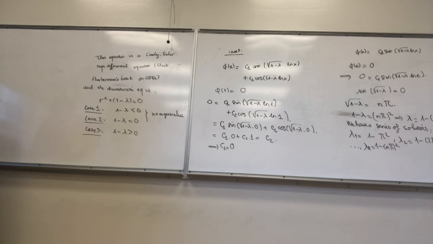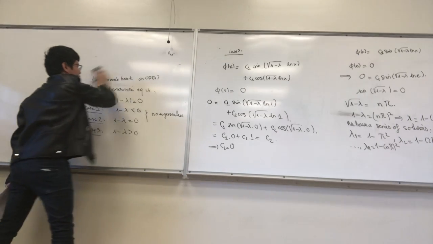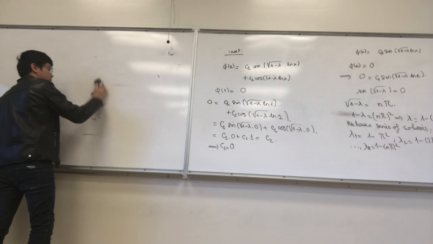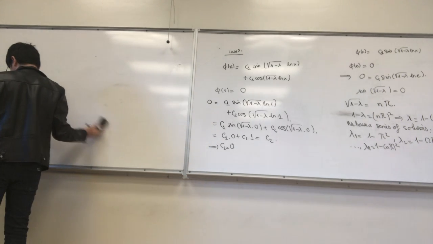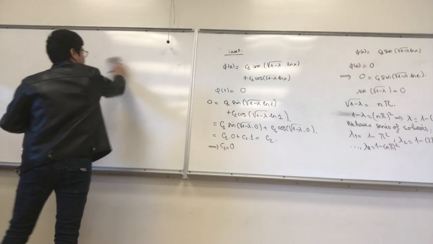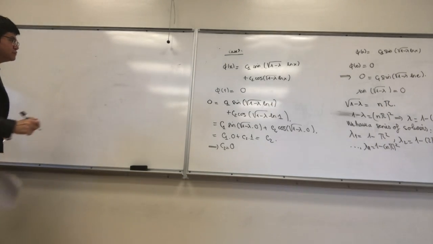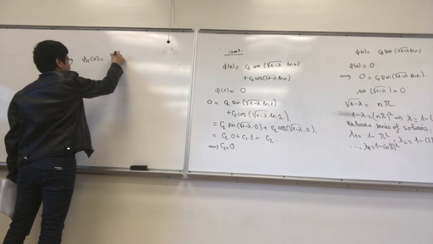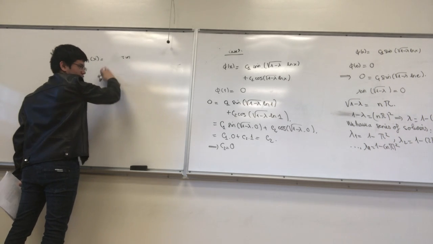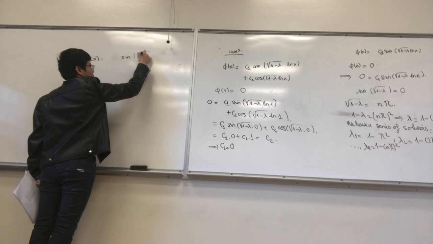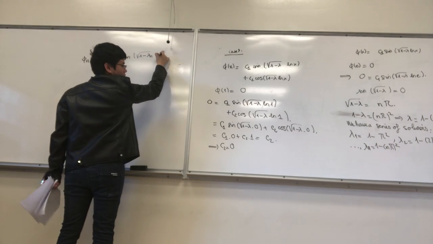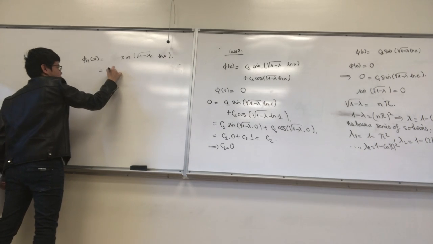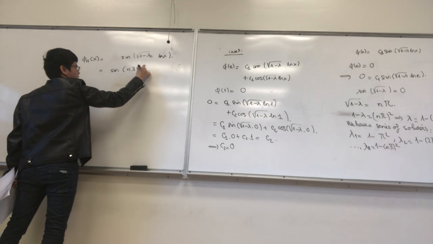So what are the values of phi in this case? Sine of n pi log x. So phi n of x will be C1 sine of square root of 1 minus lambda n log x. I can remove the constant, it doesn't matter. And this is sine of n pi log x.